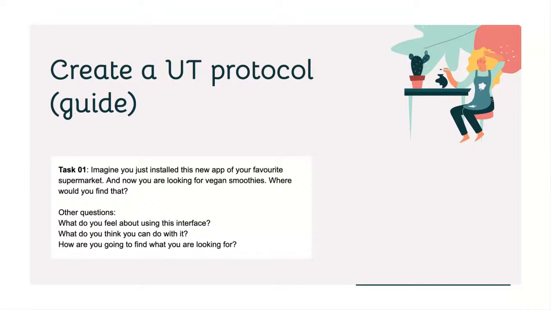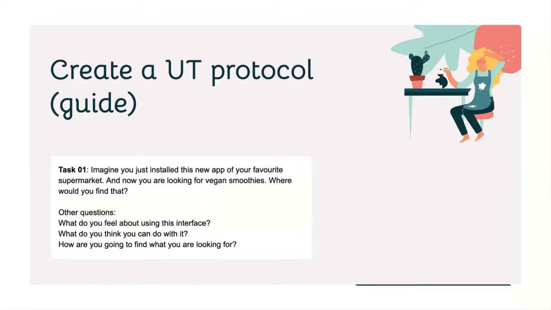And then write other questions that come to your mind when you're writing down the task. You don't have to ask all of these questions, but this document will act as a guideline. So if you forget something, or if you get nervous, because that's bound to happen, you can always steer back by using this guide. So write any type of questions that come to your mind. You can always improvise when you're doing the actual UT.